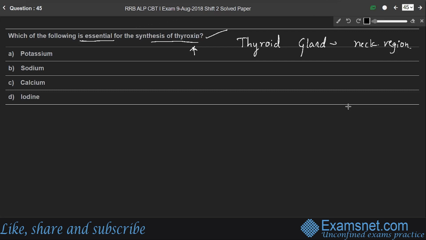It secretes two hormones. Two hormones will be secreted by the thyroid gland. One is thyroxine. Another is triiodothyronine.